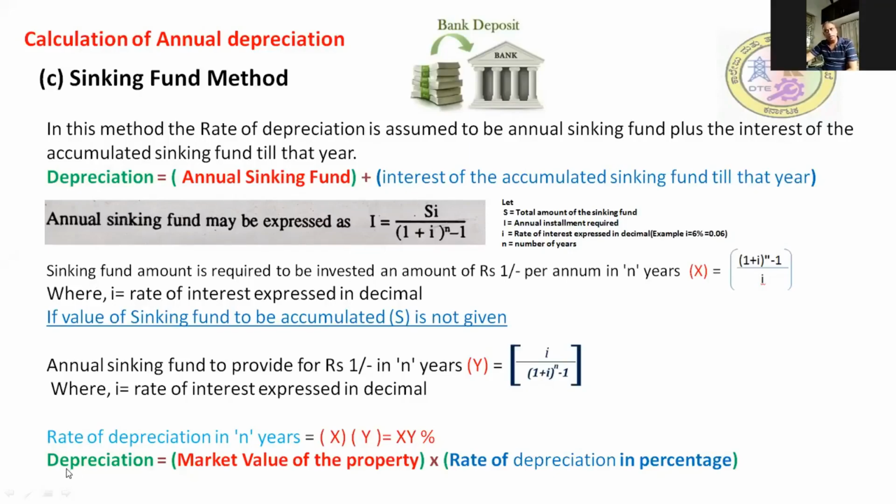In the second case, if the S value is not given, suppose you consider the S value as 1, then depreciation is calculated using the formula market value of the property into rate of depreciation. The rate of depreciation in the nth year, in any year for that matter, will be calculated using the formula X into Y in percentage. It is expressed in percentage, where X is the interest accumulated at the end of each year on the sinking fund deposited, and Y is the annual sinking fund calculated using the value of S as 1.